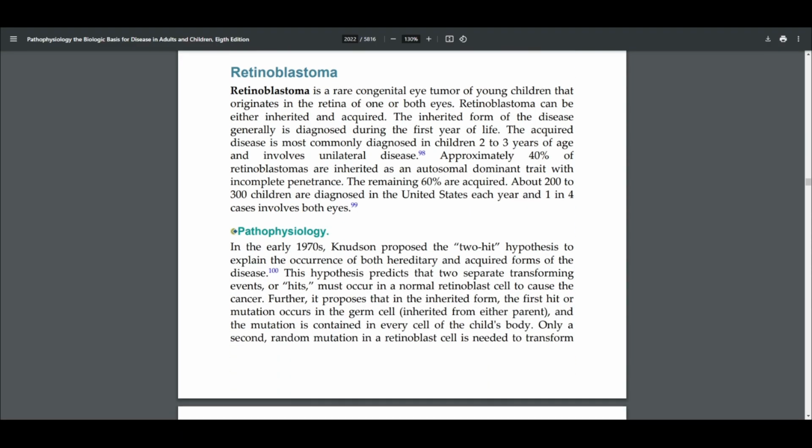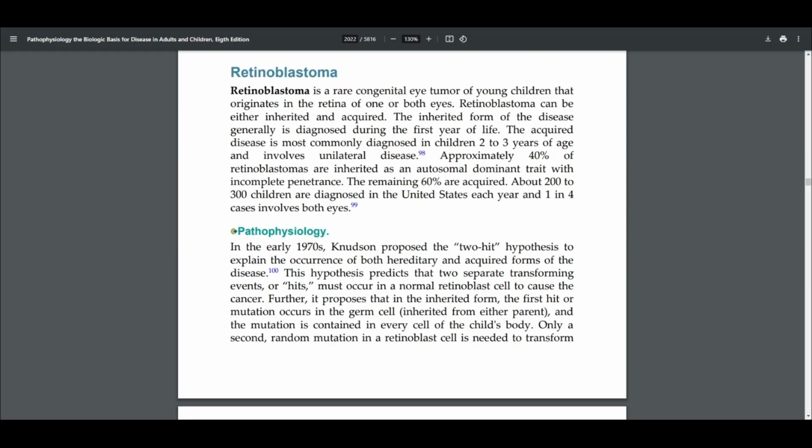Retinoblastoma. Retinoblastoma is a rare congenital eye tumor of young children that originates in the retina of one or both eyes. Retinoblastoma can be either inherited or acquired. The inherited form of the disease generally is diagnosed during the first year of life. The acquired disease is most commonly diagnosed in children 2 to 3 years of age and involves unilateral disease.